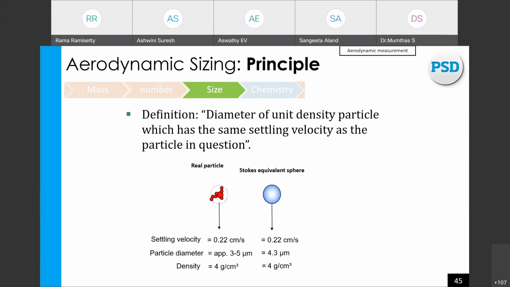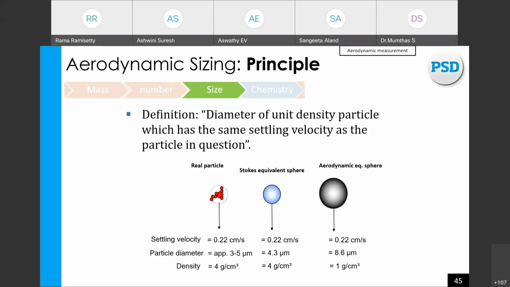aerodynamic particle sizing. Why we call it aerodynamic: in the atmosphere, all the particles will follow the aerodynamic path. So even if it is an irregularly shaped particle or has different densities, the particles will have the same settling velocity. That we call the aerodynamic diameter, because it doesn't matter what density or what shape factors the particles have. If particles have the same settling velocity, then we call it the aerodynamic diameter.